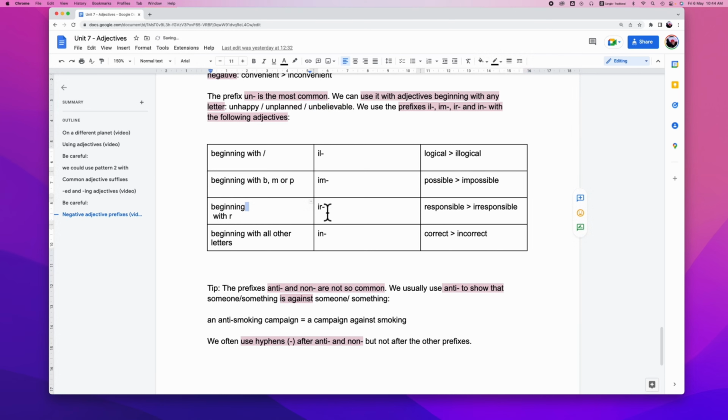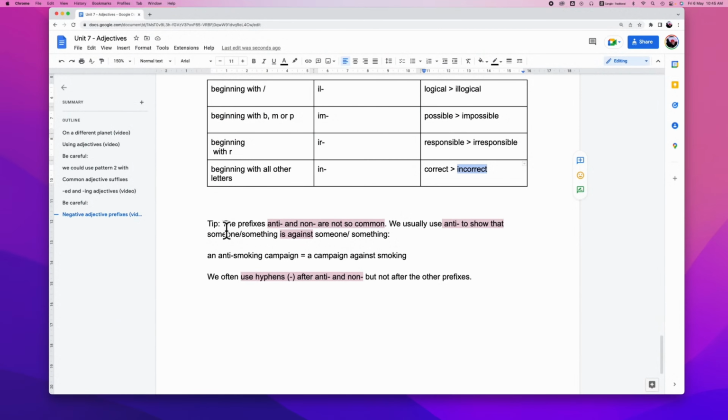Beginning with r, we have ir: responsible becomes irresponsible. Letters beginning with others, we will use in. For example, correct becomes incorrect. So you can use all these prefixes at the start of an adjective to give it a negative meaning. And these are just a few combinations that you could use in the real world. What's next? Let's take a look.